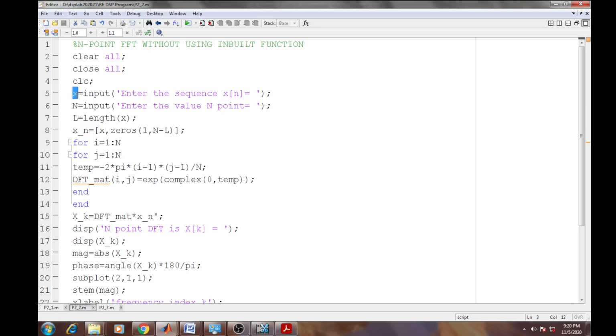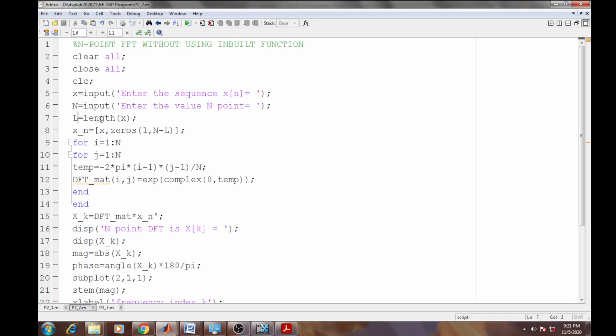Here I am defining x of n, the input sequence, so x is equal to input, enter the sequence x of n. So it demands the input sequence. Similarly the second one, n is equal to input. It asks how many N-point sequence you are going to enter. That will be passed by you.